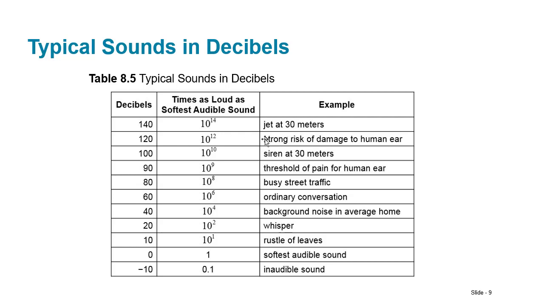120 decibels has a strong risk of damage. And so a jet engine at 30 meters away will definitely damage your ear, which is why people working at the airports always have those big, huge ear protectors on.